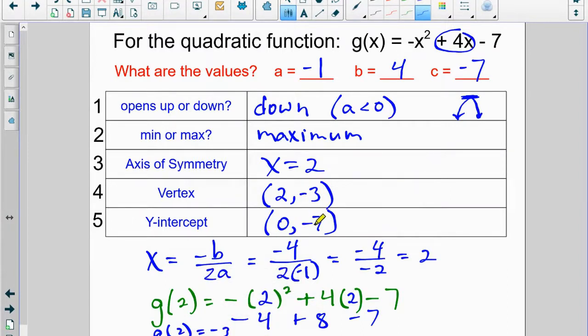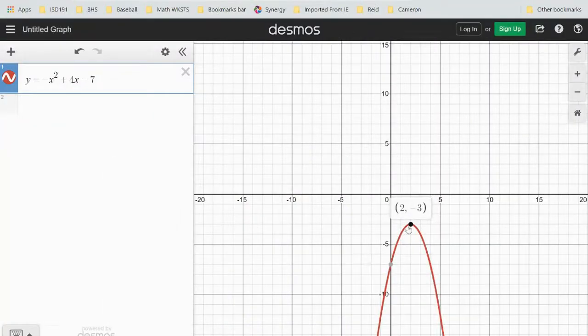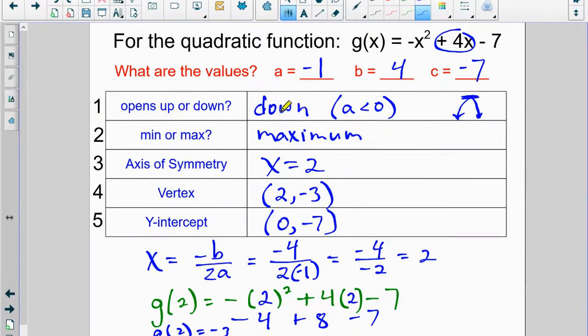Our y-intercept should be at negative 7. Let's check that. Y-intercept, there we go. Yes, 0, comma, negative 7. We can see our parabola opens down. Therefore, it has a highest point, a maximum. So opens down and maximum. Opens down, min or max, maximum.